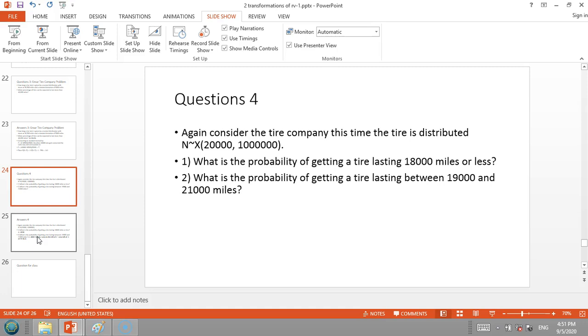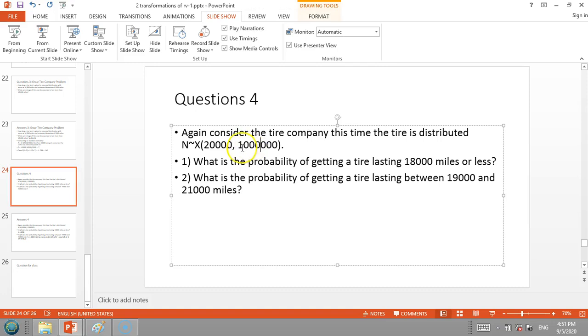So, again, consider the tire company. This time is distributed normally, about 20,000 miles. And what is this number here? 1,000,000, a million variance. You know, the square root of a million is like 1,000, right? So standard deviation is about 1,000. Yeah, so 1,000 times 1,000 is a million, right? You know this. So the standard deviation is 1,000.